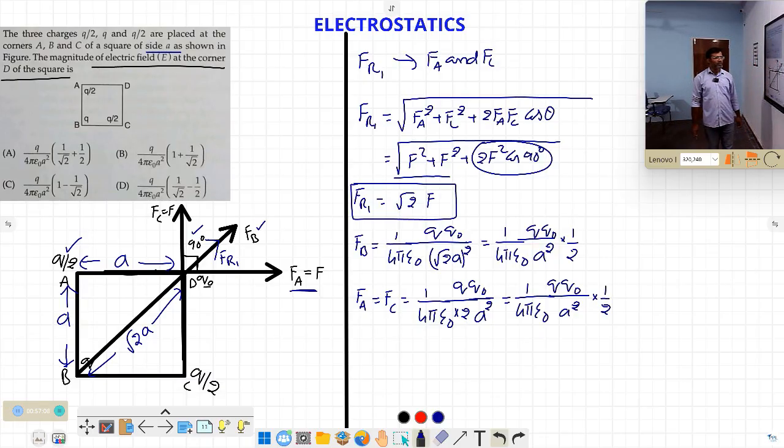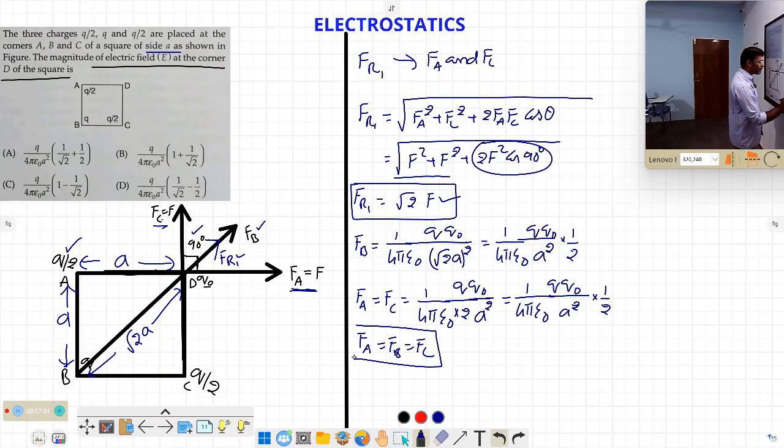So if you observe, FA value, FB value, FC value, all three are looking the same. But FA and FC are perpendicular to each other, so the resultant is FR1. This FR1 value is equal to root 2 F. Now FB value is also the same value as FA and FC. So I can write here FA value is equal to FB value is equal to FC. All three are the same values, so I can take it as F.